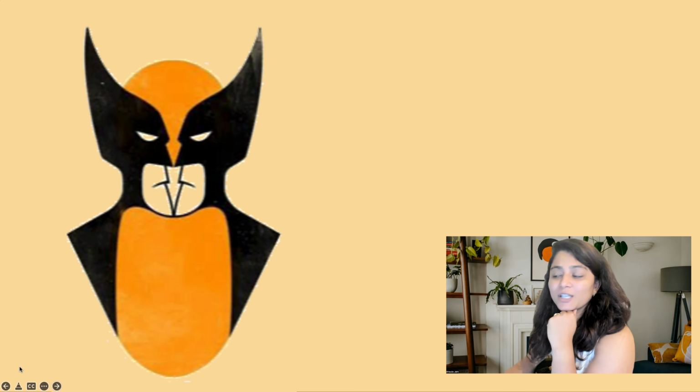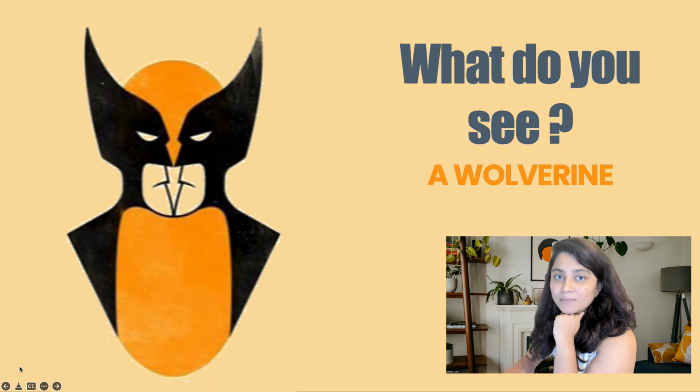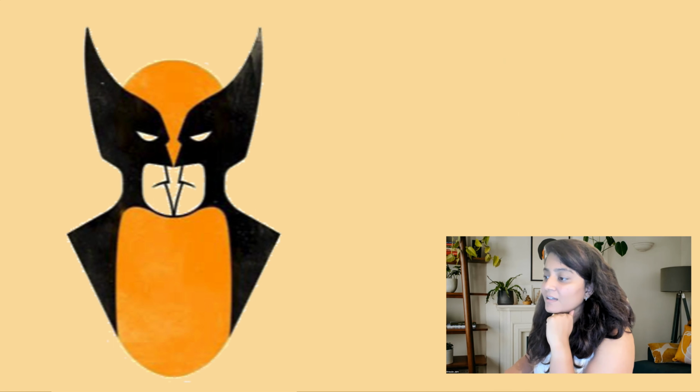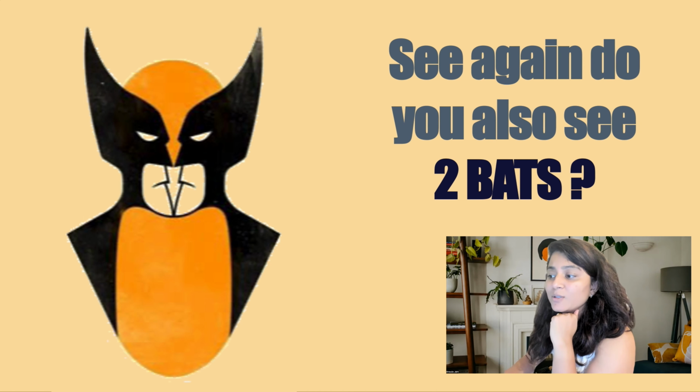Let's look at this particular image. Can you see a Wolverine in this image? Now look at this again. Divide it from the center and you will be able to see two bats facing one another.